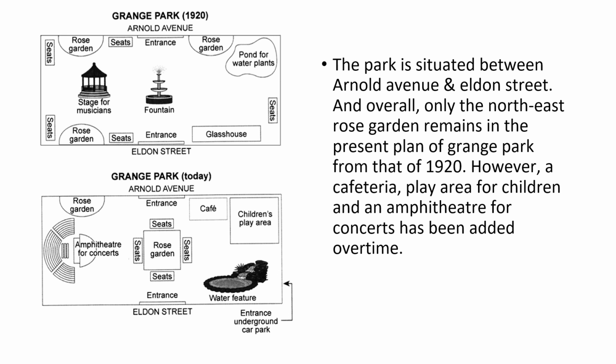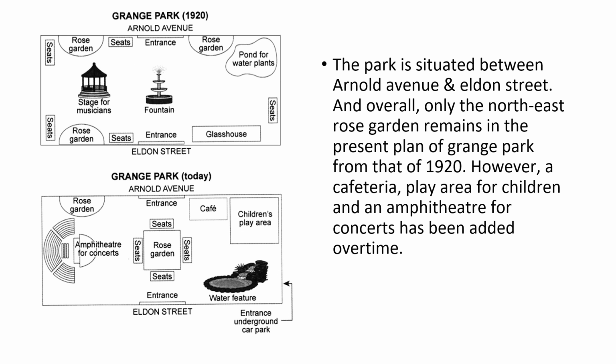Now we move on to the second paragraph of the essay, which is a summary of the main features and details of the whole essay. The park is situated between Arnold Avenue and Alden Street. This tells the location of the park, and that's alright. And then we move on: overall only the northeast rose garden remains in the present plan of Grange Park from that of 1920. The word northeast should be changed to northwest.